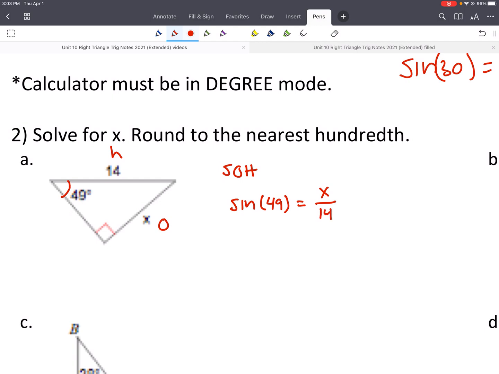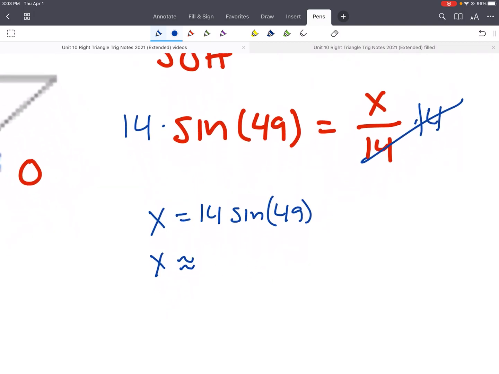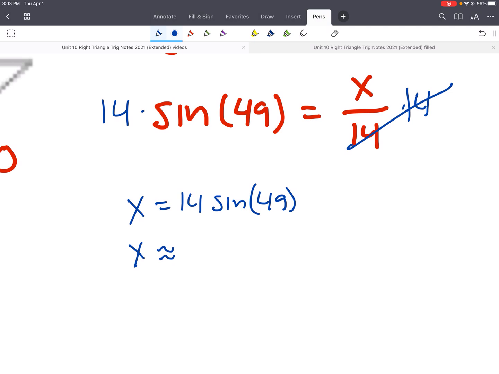So now we need to solve for x. We need to get rid of that 14, and it's being divided by, so what's the opposite of division? Well, that would be multiplication. So we multiply both sides by 14. The 14s cancel, and we get our answer, which is x equals 14 sine of 49. Again, we're probably going to be rounding, so we need to write it down as approximately. So x is approximately equal to 10.57.